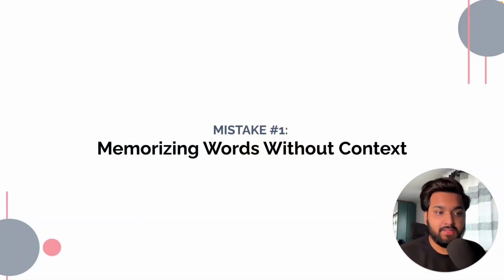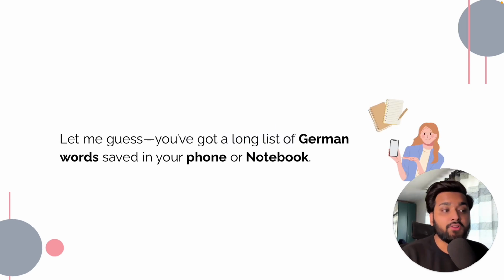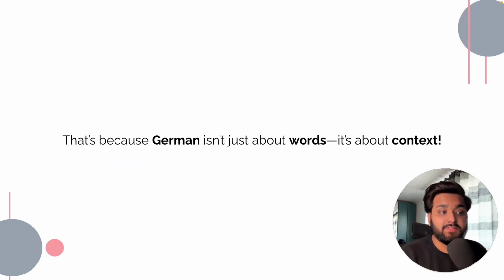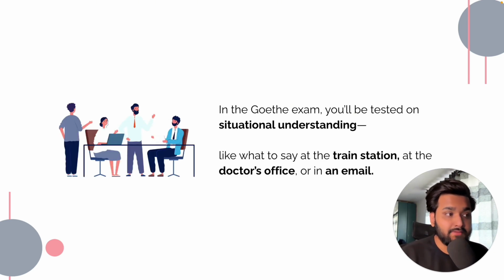So let's get started. Let's start with mistake number 1, which is memorizing words without context. Let me guess something. You have a long list of German words saved in your phone or notebook, but the moment you have to use them in a sentence, you forget everything. That's because German is not just about words, it's about context. And here's the thing, in the Goethe exam, you will be tested on situational understanding, like what to say at the train station, at the doctor's office or in an email.